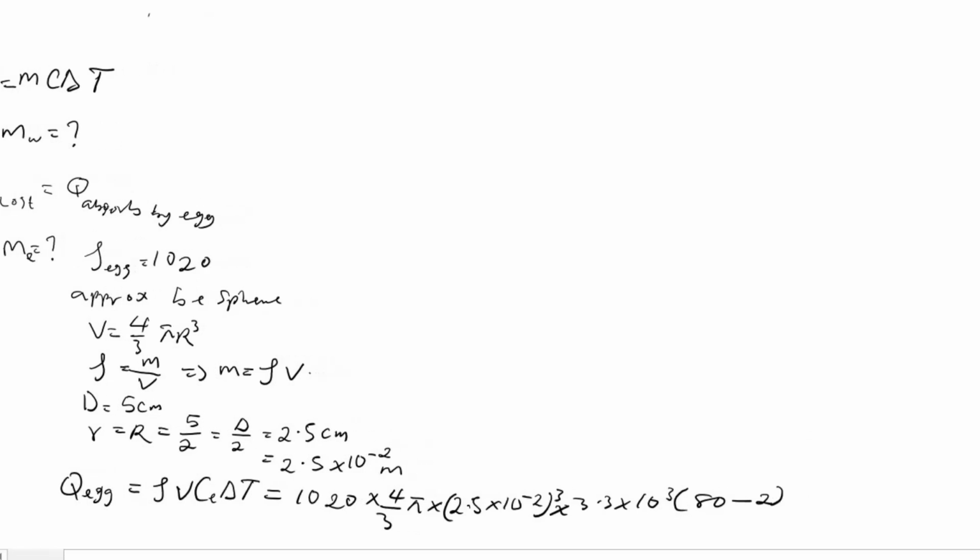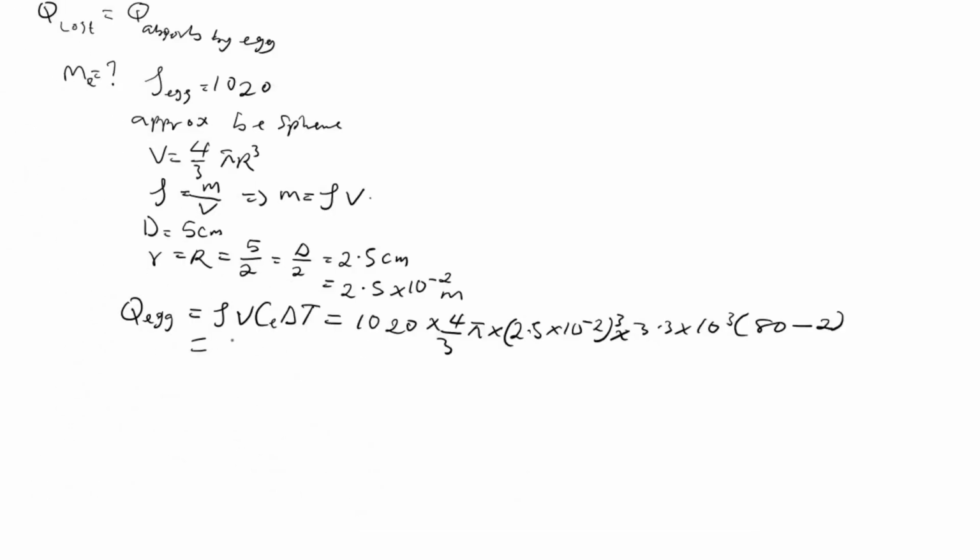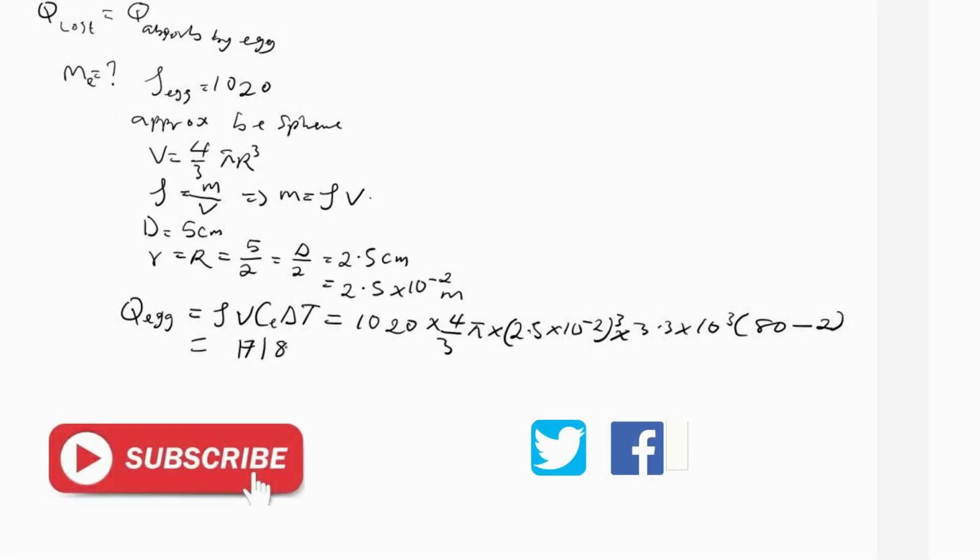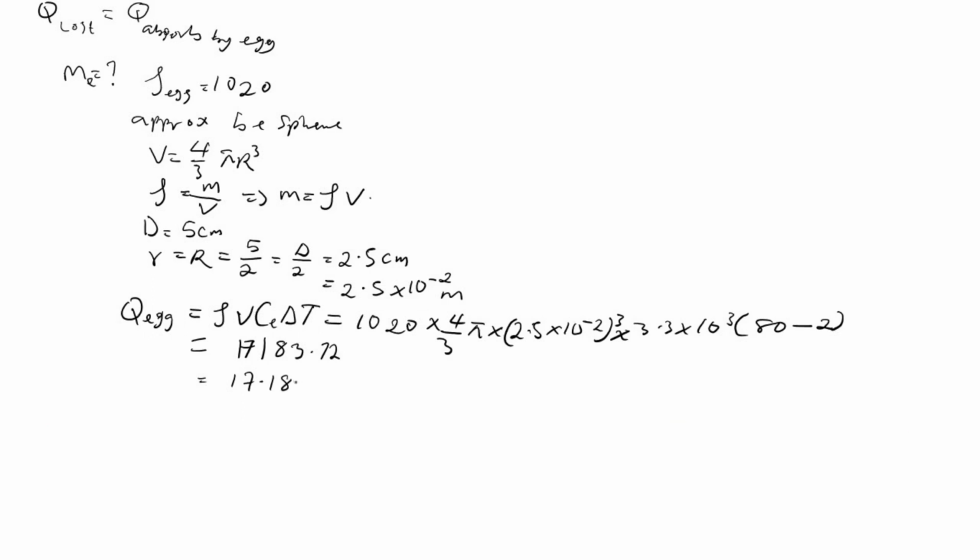So if you compute it very well, you're going to have 17,183.72, which is the same thing as 171.837 kilojoules. But this is the heat absorbed by a single egg.